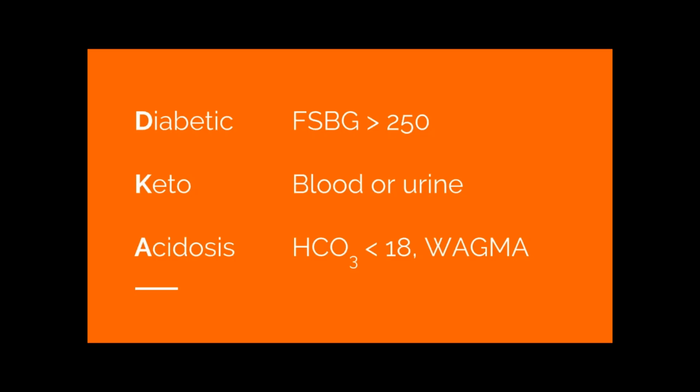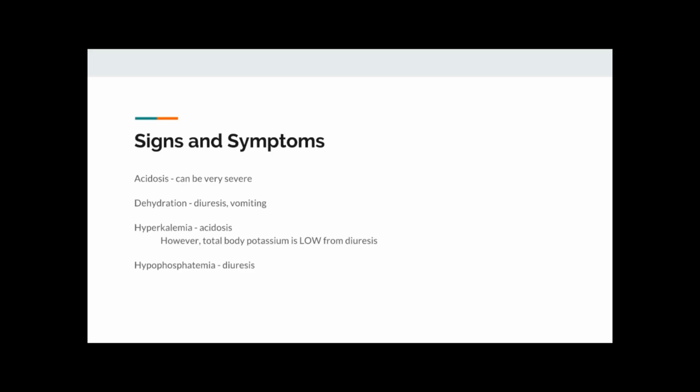So again, DKA, diabetic ketoacidosis. All right. So just kind of the signs and symptoms that you'll see. So the patients are acidotic, as we talked about. They're dehydrated from all the diuresis and possibly vomiting they have. And then kind of the two things that I want to touch about here is hyperkalemia. So the patients are acidotic, which shifts the potassium out of the cell, so you'll see hyperkalemia in their blood whenever they first come in.